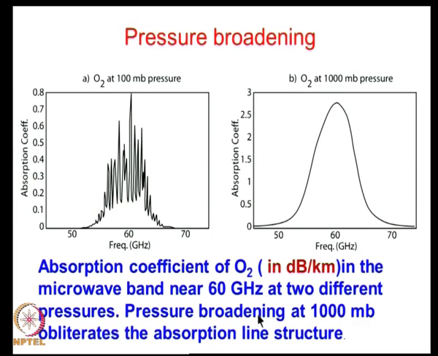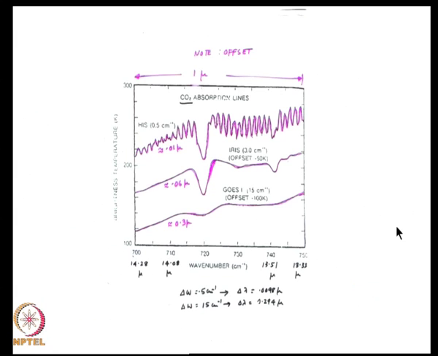result. And one more example we have given is the oxygen absorption coefficient in the microwave for low pressure or high pressure. You can see that at low pressure you see all the high resolution fluctuations, while at high pressure all of these get smeared out and you are getting a fairly smooth profile here.